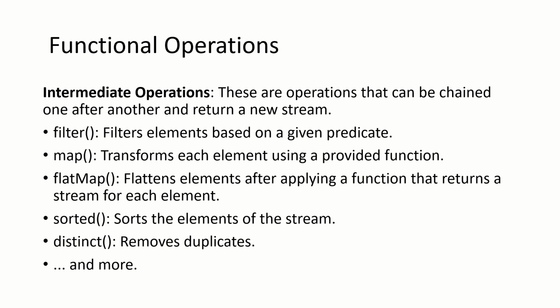Now coming to the map, this transforms each element using a provided function. So map takes the functional interface, and according to that, it will work and give you the transformed element. Now coming to the flatMap, it flattens the element after applying a function that returns a stream of each element. Coming to the sorted, this sorts the elements of the stream, and distinct removes the duplicates out of your stream. So this is about the intermediate functions, or you can say intermediate operations.